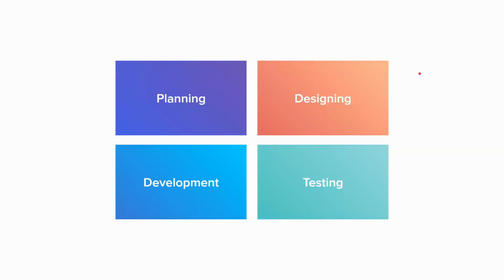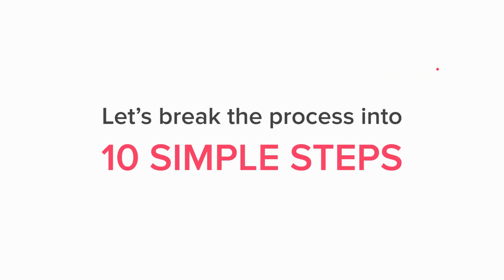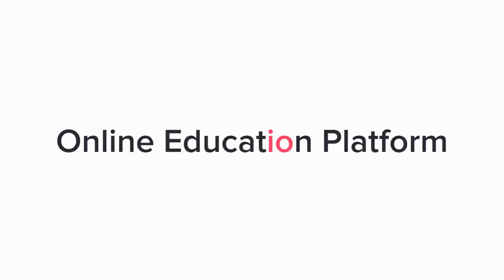So let's break down the software process into 4 basic steps: planning, designing, development, and testing. Today we are going to focus on planning and designing. Now let's break the process into 10 simple steps. For that, I'm going to take a real world example to proceed with. Online education platform. Just assume our university or school shares learning materials and students access them remotely.